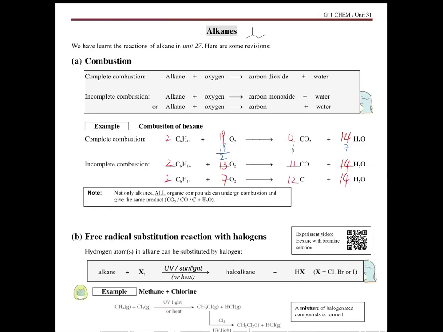And you can see that when we have incomplete combustion, it reacts with less oxygen. Because it cannot have enough oxygen, it will only produce carbon monoxide or just soot. So that's for the first part, combustion. All good?